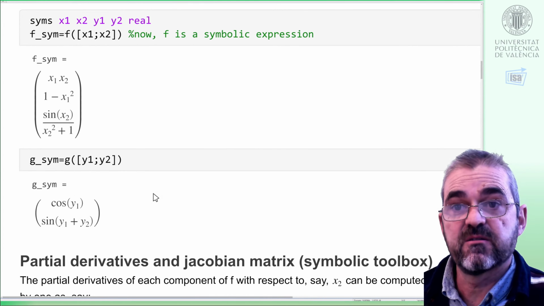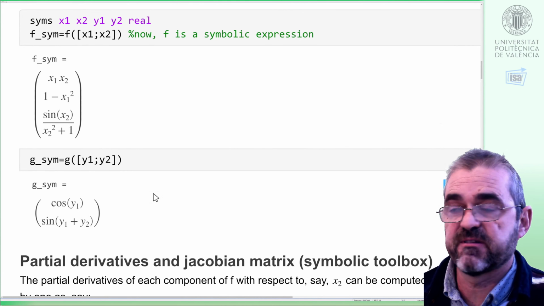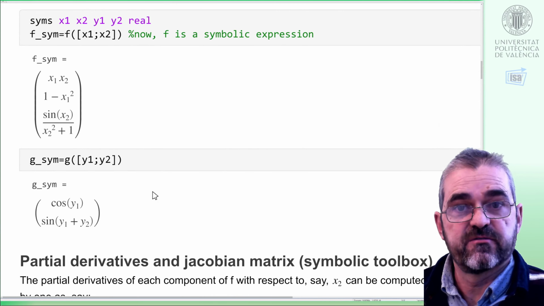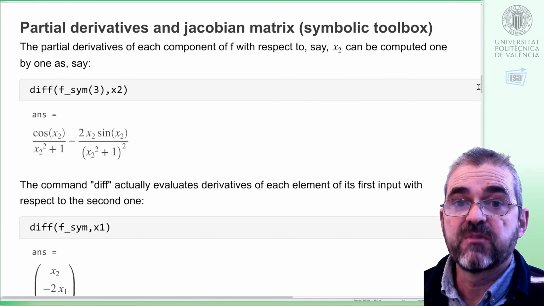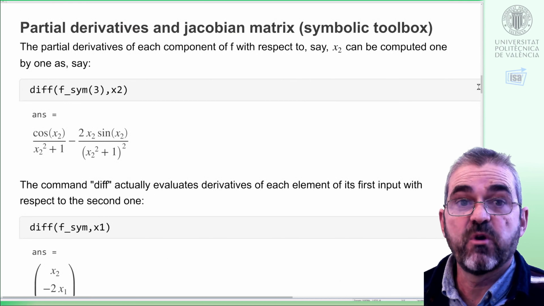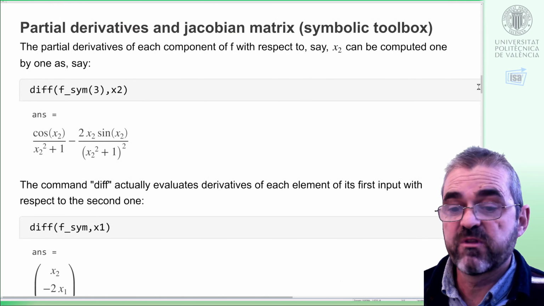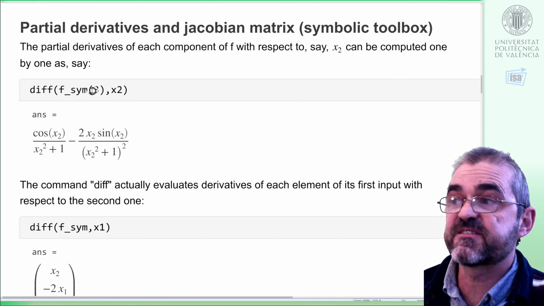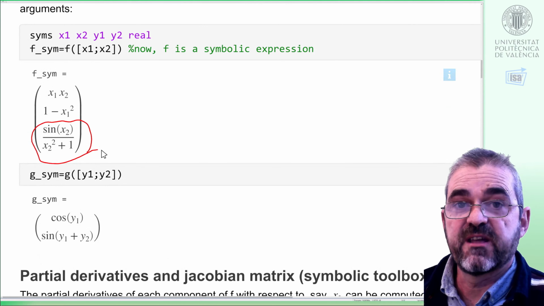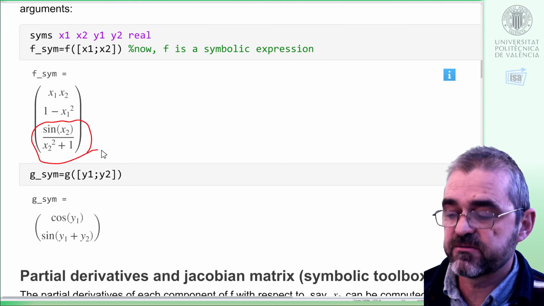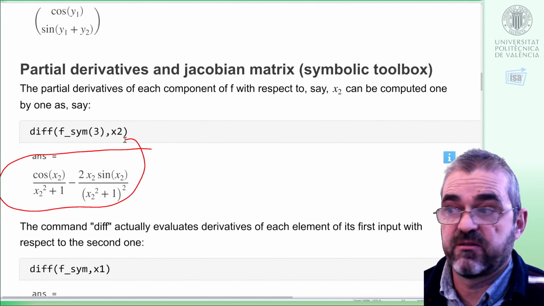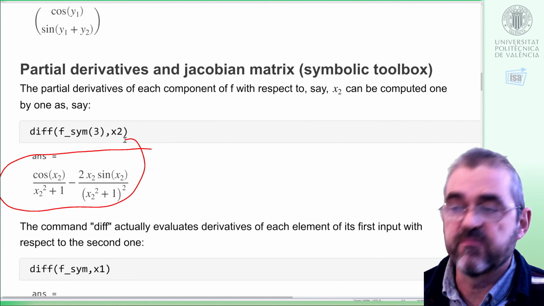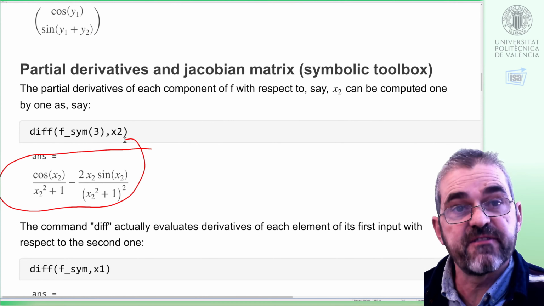So now let's go to the main objective of this video, which is illustrating how to do partial derivatives, chain rule, and that sort of stuff. Diff computes the derivative of one symbolic expression with respect to a given variable. Here we have it. So this third element of fsim, when we take the derivative with respect to x2, we get this stuff. And I really thank Symbolic Toolbox for saving me the tedious way of computing this kind of things. Okay, so we have this derivative.